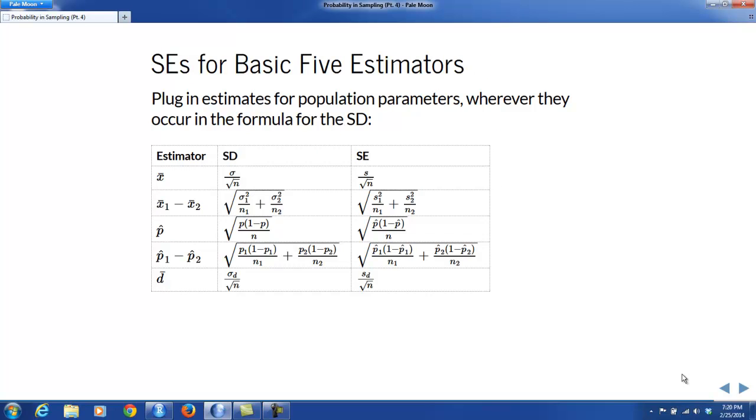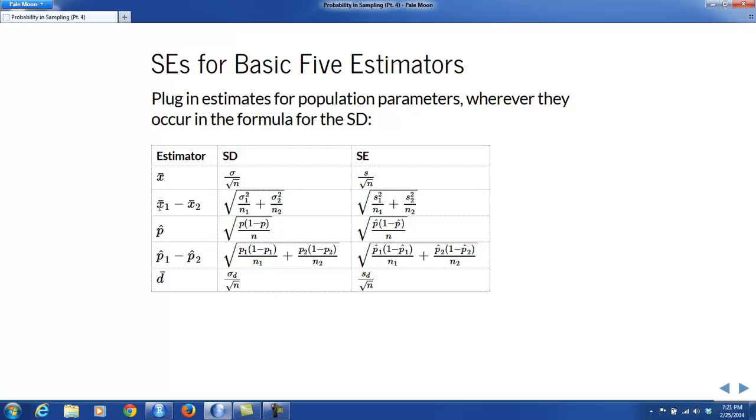Now we've been talking in terms of estimating a population mean mu using the standard estimator x bar. There are 4 other basic parameters, each estimated with their own estimator. And the neat thing is that the standard deviations for each one of those estimators can be estimated with standard errors in exactly the same way. Just plug in basic estimates for population parameters wherever they show up in the formula for the standard deviation.